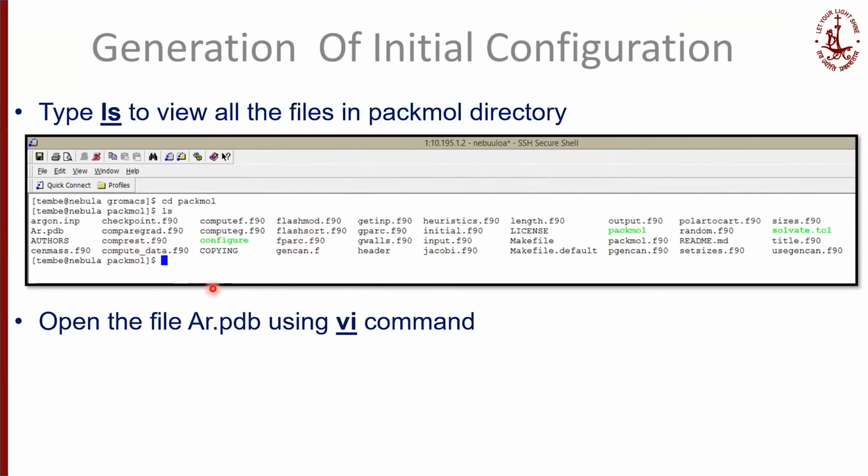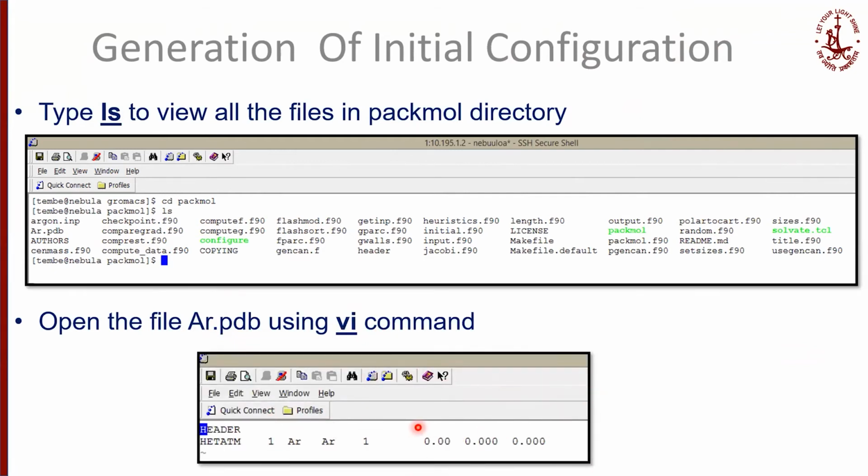What you will require now is the structure file for argon. So you can open or make a file argon.pdb using the vi command. Vi will create a file. So this is how the structure of a PDB file looks. You have here the header, then in the next line HETATM, then space 1, argon, space argon, then 1, then 000 is written. So what do all these things mean? The last three columns are the XYZ coordinates of the argon atom.